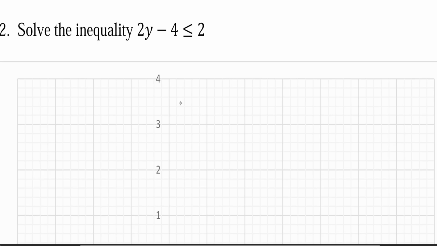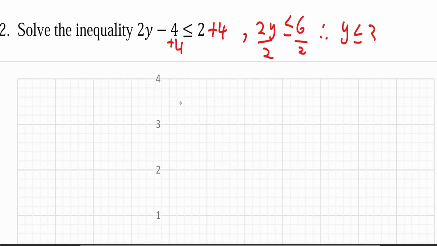So 2y minus 4 is less than or equal to 2. First add 4, obviously, and you'll get 2y less than or equal to 6. Then divide by 2. As a result, y should be less than or equal to 3. So this is your answer. That's how you solve. But now you need to draw this one on your graph.